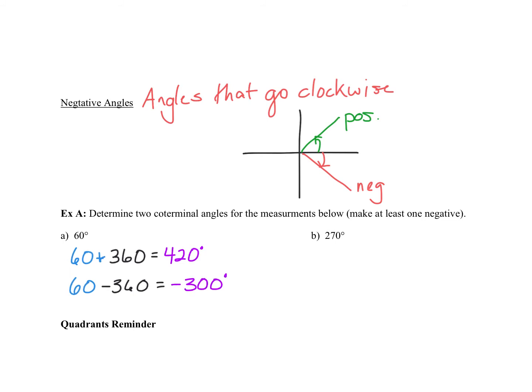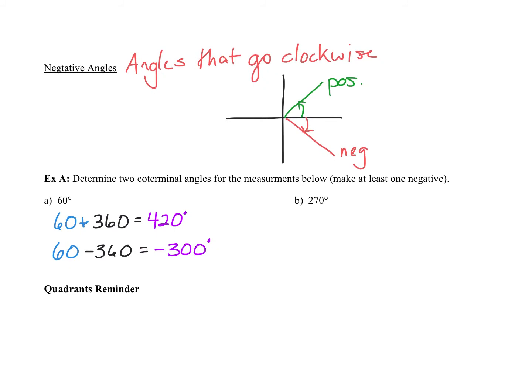Not too bad, right? So you guys go ahead and try B. All right, so for the 270, what's the positive coterminal angle to it? 630, good. What's the negative? Negative 90, good. Okay.